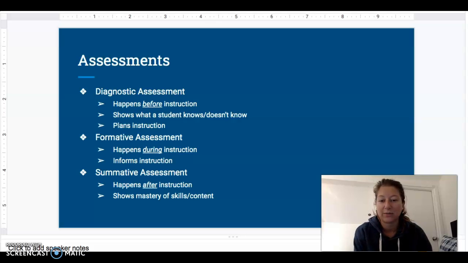in your own instruction. And the last type of assessment is a summative assessment, and this happens after your instruction is over. So this might be at the end of the semester, maybe it's at the end of the year, maybe it's when a student's IEP meeting is coming up and you're seeing which goals they've achieved. And this just shows mastery of skills and of content and what your students know overall after instruction happened.